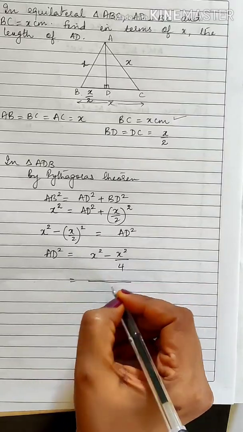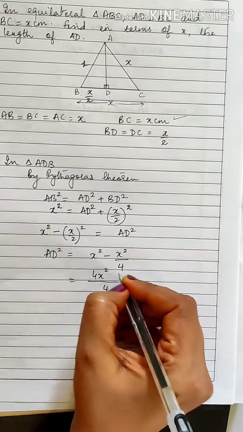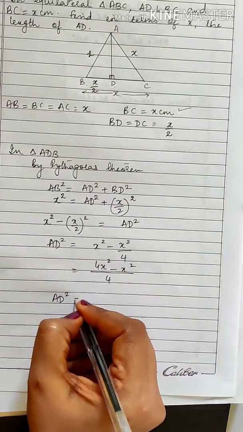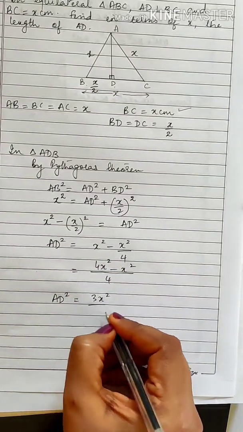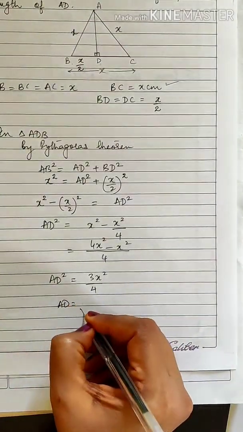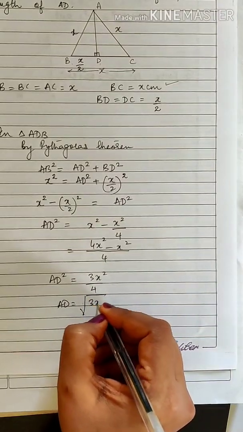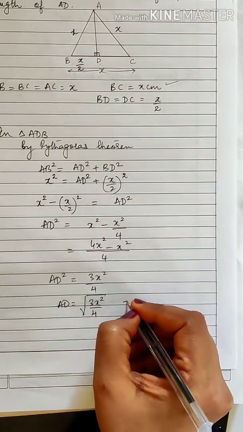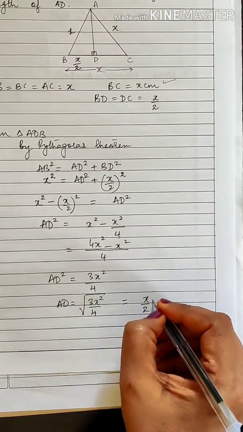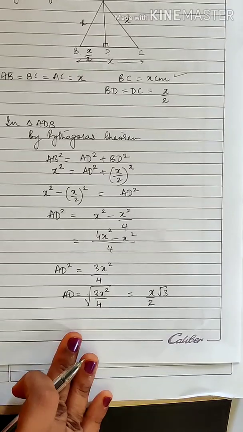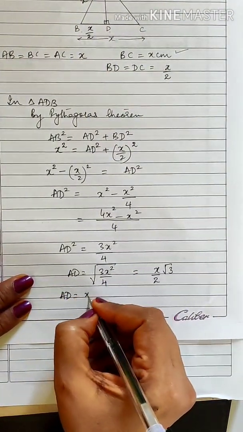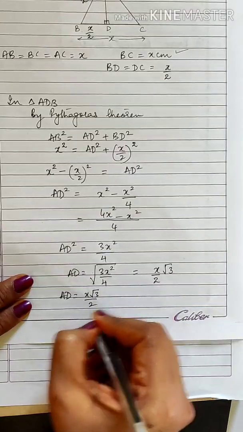Taking the LCM, you get 4x square minus x square. So you get AD square is equal to 3x square by 4. AD will be equal to root over of 3x square by 4. The square root of x square is x. The square root of 4 is 2. This remains like this. So the height of the triangle is x root 3 by 2.